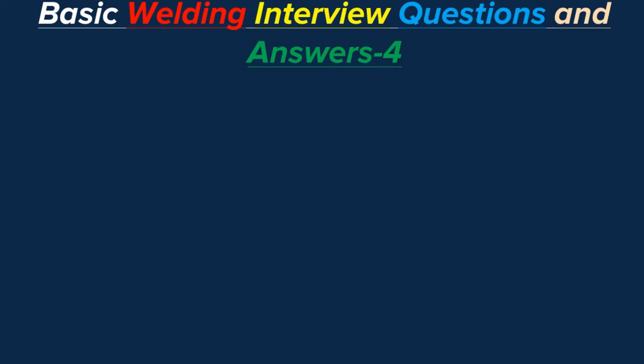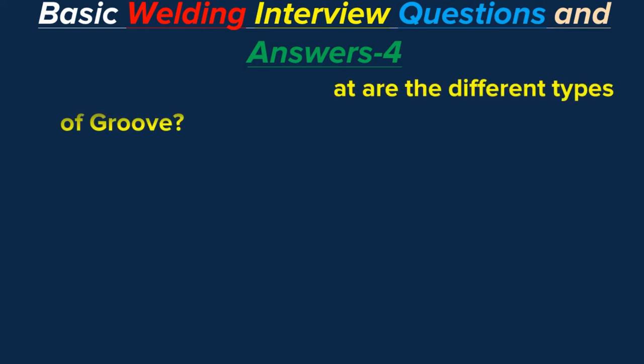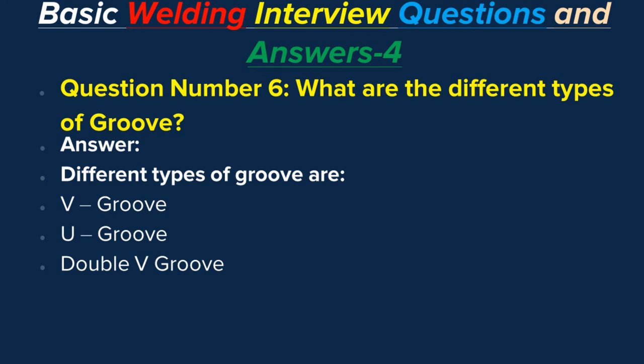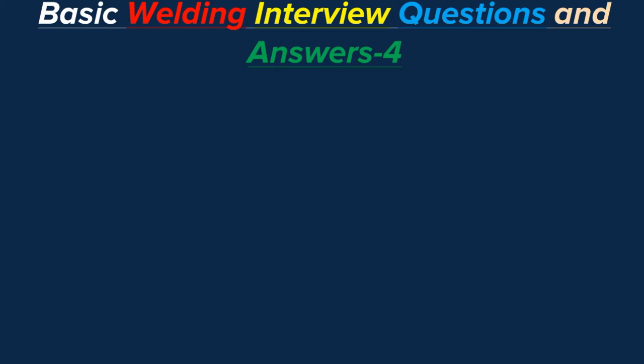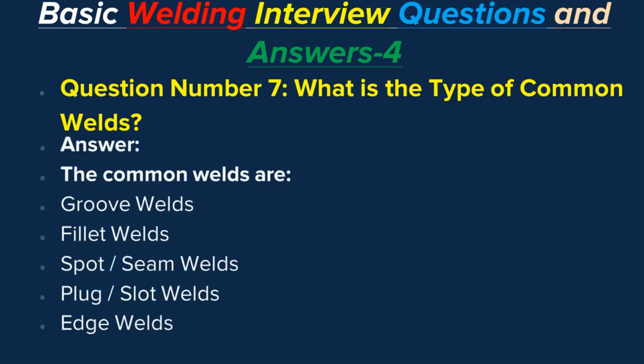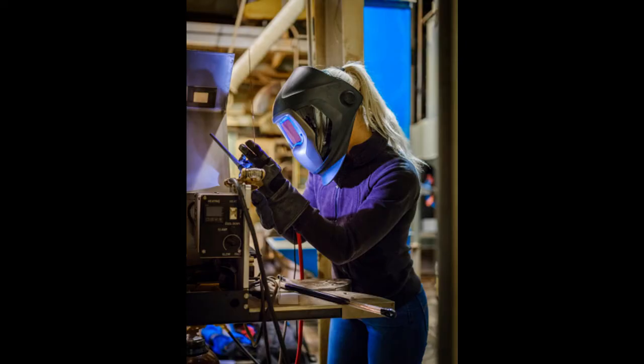Question number 6. What are the different types of groove? Answer. Different types of groove are V groove, U groove. Question number 7. What is the type of common welds? Answer. The common welds are groove welds, fillet welds, spot, seam welds, plug, slot welds, edge welds.